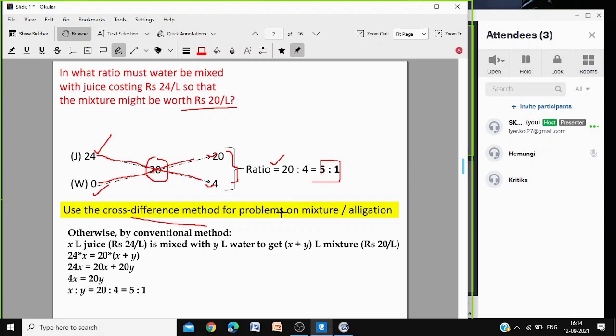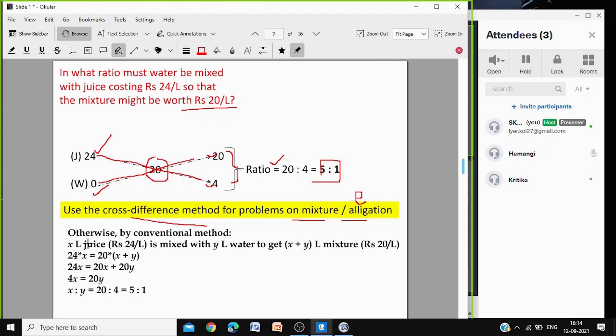Whenever you are doing any problems on mixture, which is called alligation. Alligation is that, don't think of allegation, when I level some charges against you, that is allegation, A-L-L-E-G-A-T-I-O-N. That is a charge against you, but this is not the charge, it is A-L-L-I, like alligator. Alligation is a method of mixture.